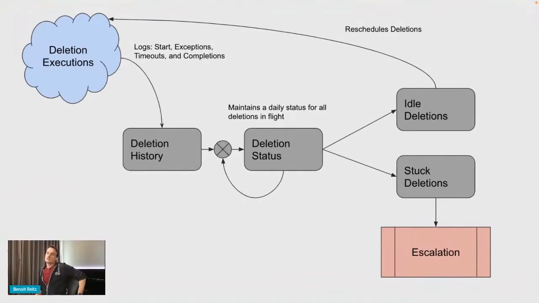And then we have a pipeline that computes a daily status for every deletion that is in flight. And we extract 2 data sets from there. The first one is the idle deletion, which is the deletions that haven't been executed in some amount of time, right? And what we do with those is we reschedule them. That's the first layer of defense, right? Which is try to mitigate the issue automatically.